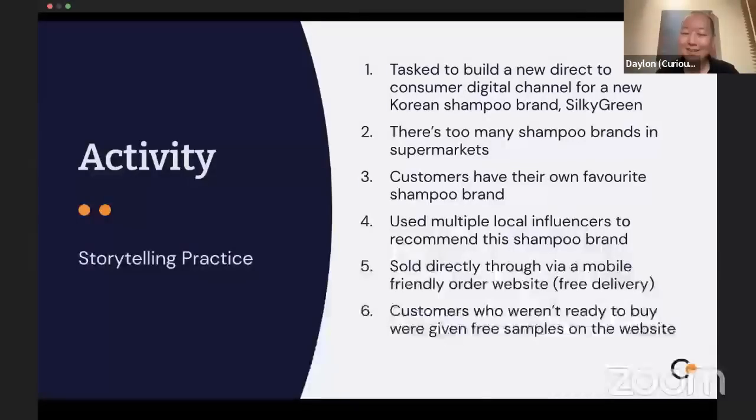So since we know that Gen Zers are always on their phones, maybe we can ask local influencers, especially ones who have good numbers and a good reputation, to recommend this shampoo brand Silky Green. And in addition to that, we lower the barrier to trying this Silky Green brand by providing free delivery through a mobile-friendly order website.